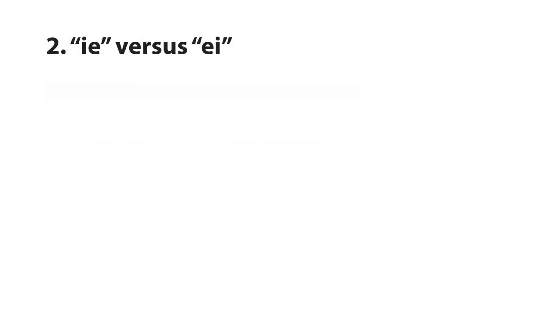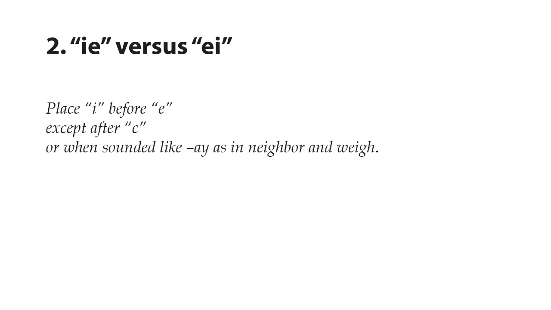Okay, the second rule is the whole IE versus EI thing. Okay, so you may remember the rhyme, place I before E except after C or when sounded like A, as in neighbor and way. So this rule tries to capture both the rule and the exceptions to the rule.